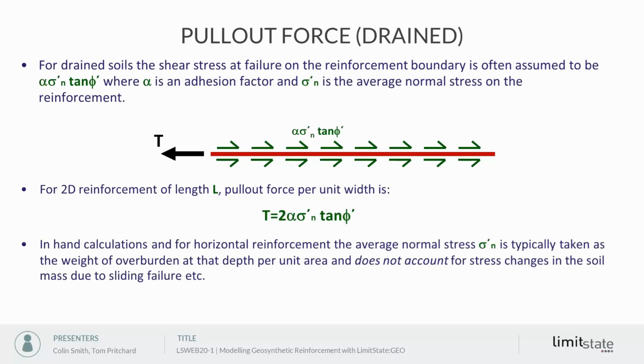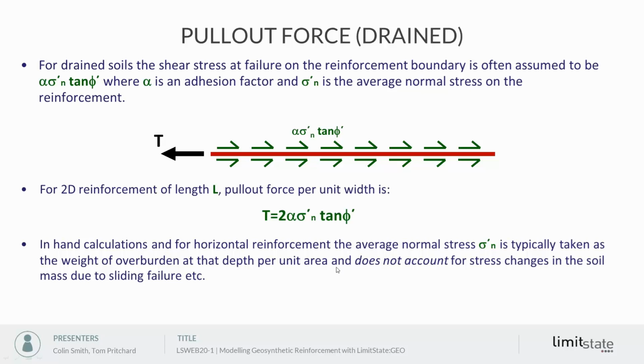For a frictional soil, a drained soil, we typically assume that the shear stress at failure on the boundary is the normal stress multiplied again by some adhesion factor alpha multiplied by tan phi, where phi is the angle of friction of the surrounding soil. And so again, the pull-out force is going to be given by this equation, 2 alpha sigma n tan phi, again 2 to cover the friction on the top and the bottom of the reinforcement.